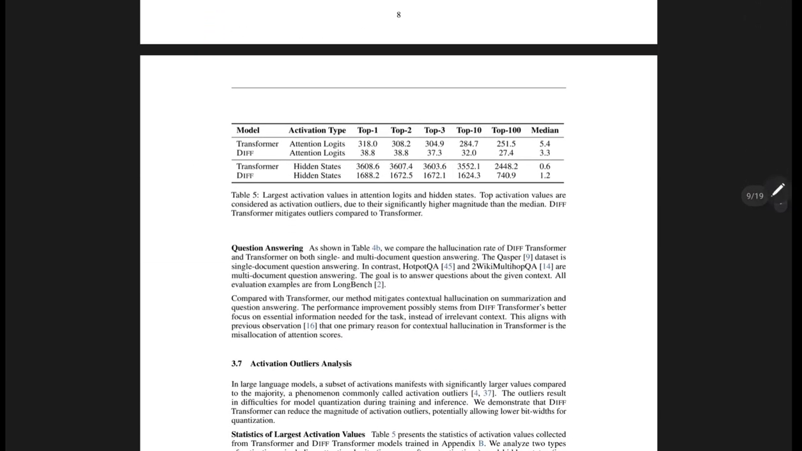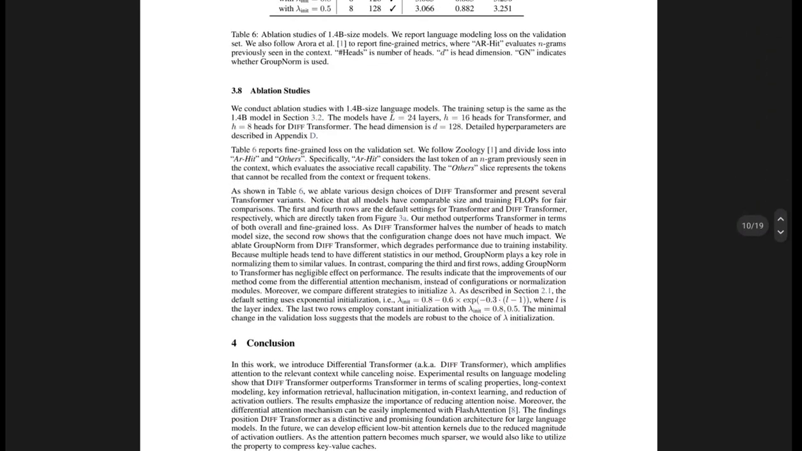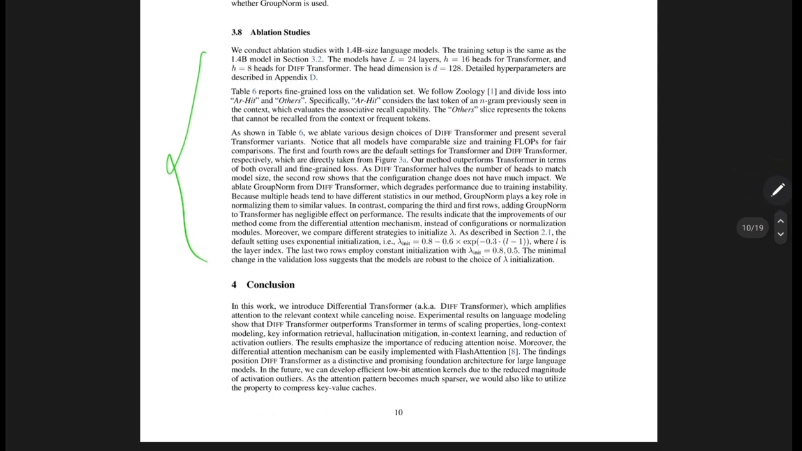Similarly, for attention logits, you're going to see a clear difference here, hidden states and everything. Now, attention outliers and everything. Ablation study, I will leave it to you guys. You can go and read.